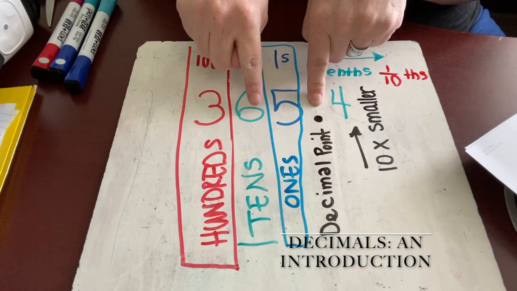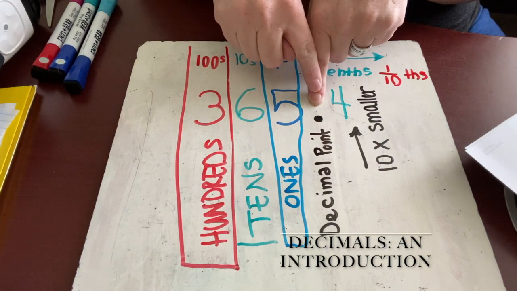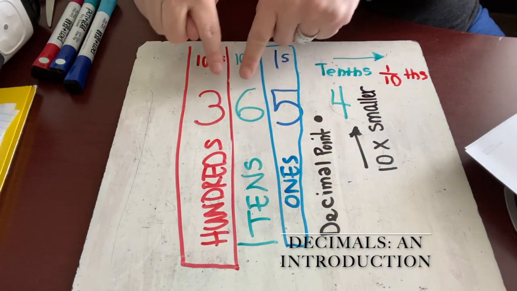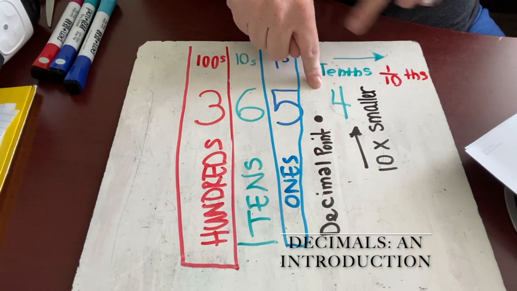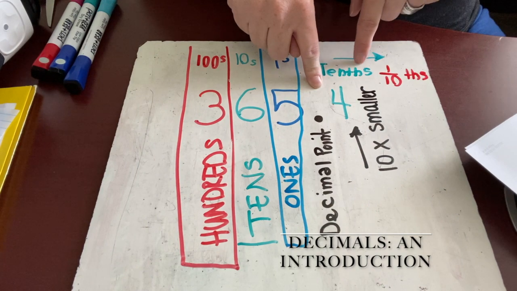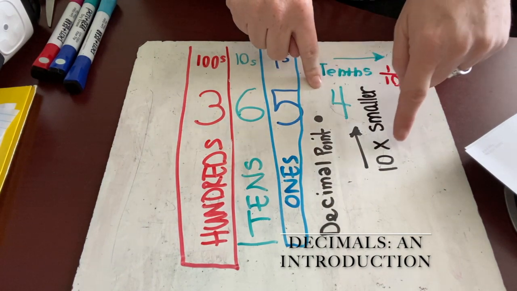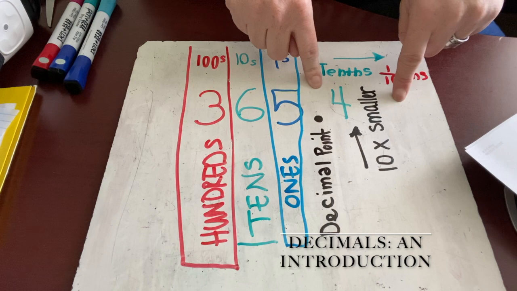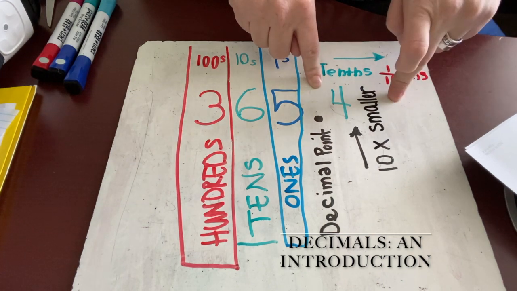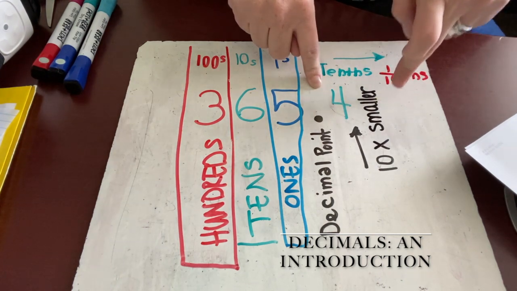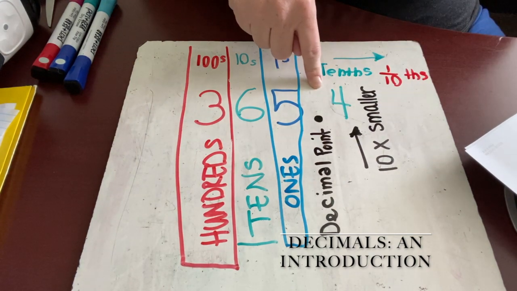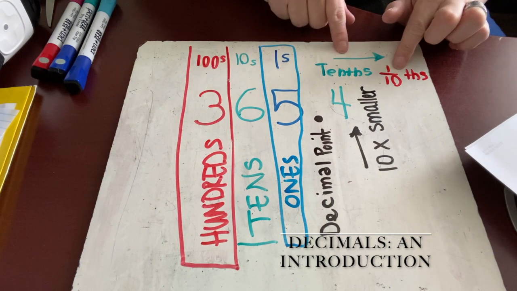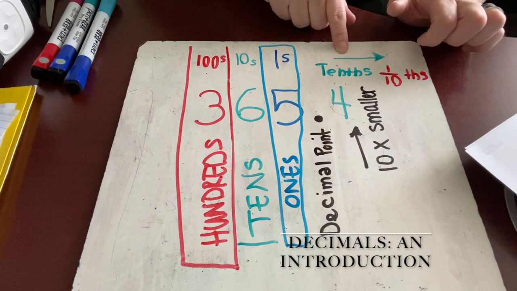If we go to our tens, they are 10 times larger than our ones. Our hundreds are 10 times larger than our tens. We're just going backward and we're getting smaller, okay? So our tenths place is 10 times smaller. If we were to go to the next place, we'd go to the hundredths place, which is 10 times smaller again, and so on. We also can represent the tenths place by a fraction, 1 over 10.